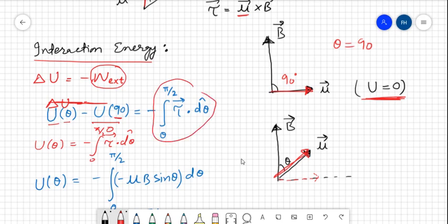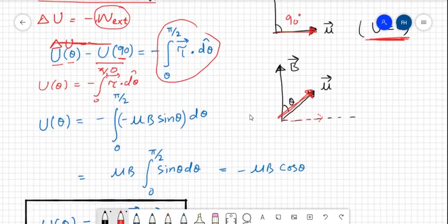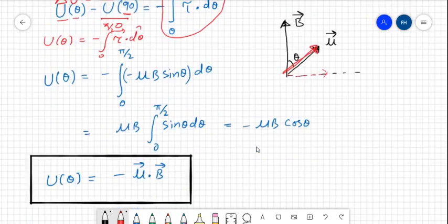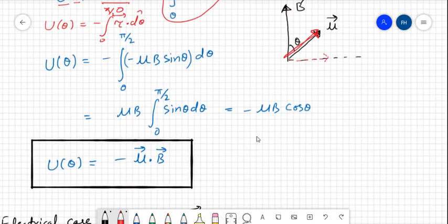If you do the integration, it will come out exactly like the equation we have already discussed in electric fields in matter, that is, minus mu dot B. In the case of an electric dipole moment, U of theta came out to be minus p dot E. So you will see that the equations are almost similar. You just have to replace E with B and p with mu. That's all, and all the other equations are the same.